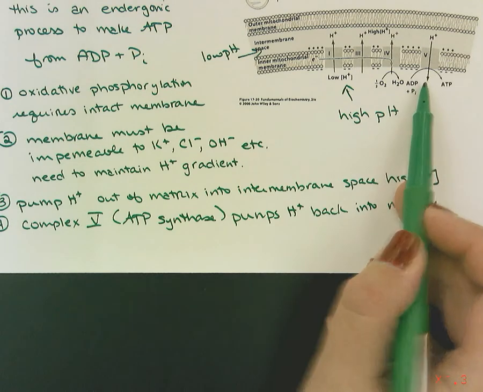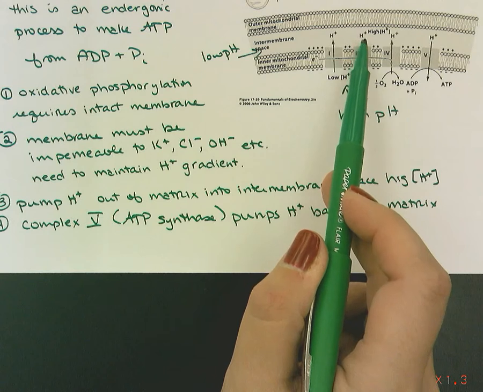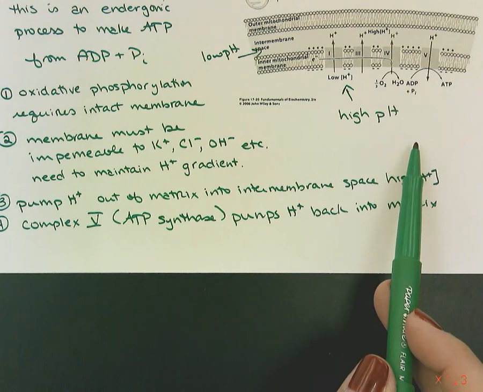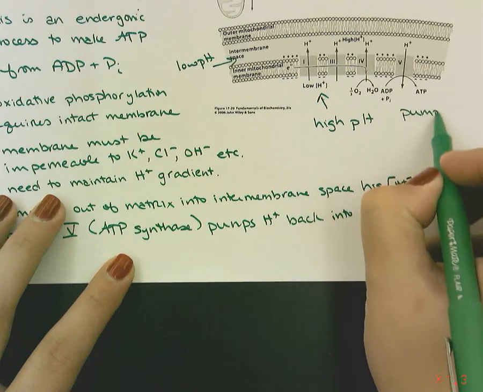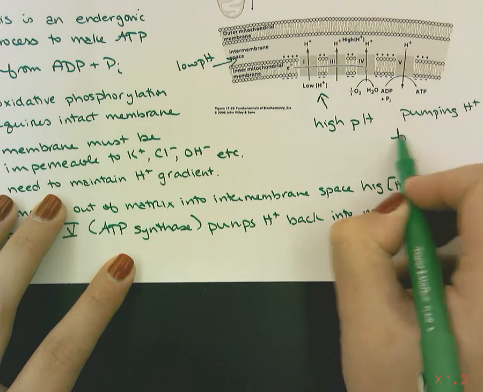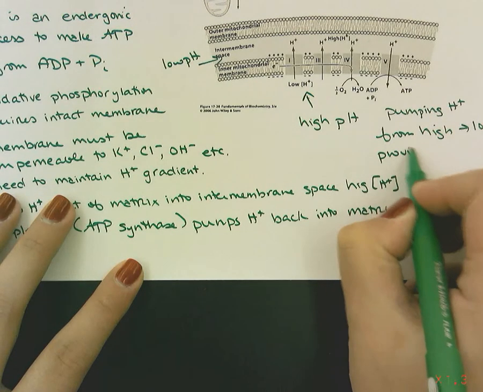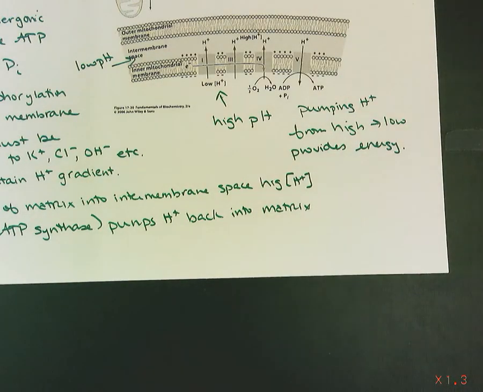This pumping protons into the inner membrane space, that's going to take work, right? Because you're pumping into a spot that already has a lot of protons. So then pumping them back out with the gradient is going to provide that energy to make the ATP. So pumping those protons back from high to low, going with the gradient, is going to provide the energy to work our ATP synthase mechanism.